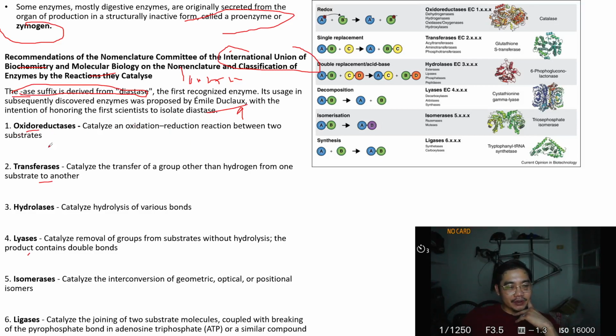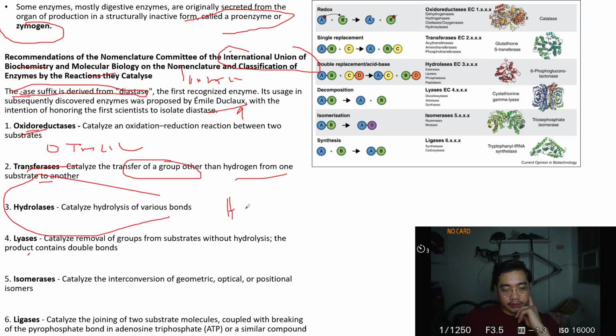One good way to remember is the mnemonic OTHLIL. We have your oxidoreductase: from the name itself, oxidation-reduction, so removal of hydrogen, or giving or taking hydrogen. Transferases: transfer of a group other than hydrogen from one substrate to another.